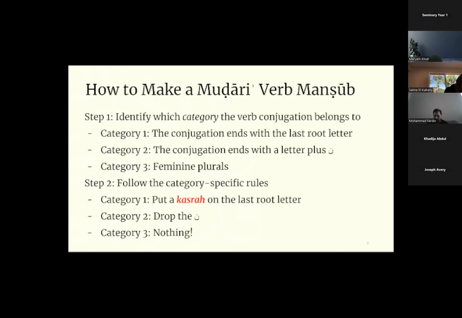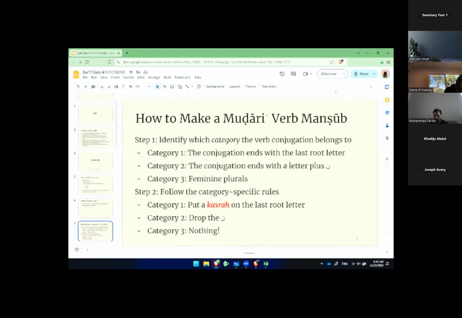Oh, whoops. I did not change this title slide. How to make a mudari' verb majzoom.